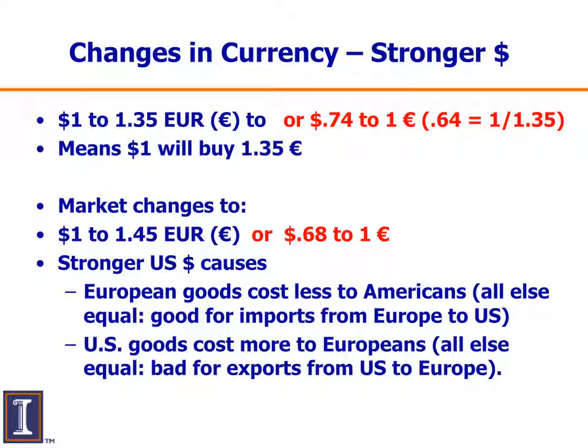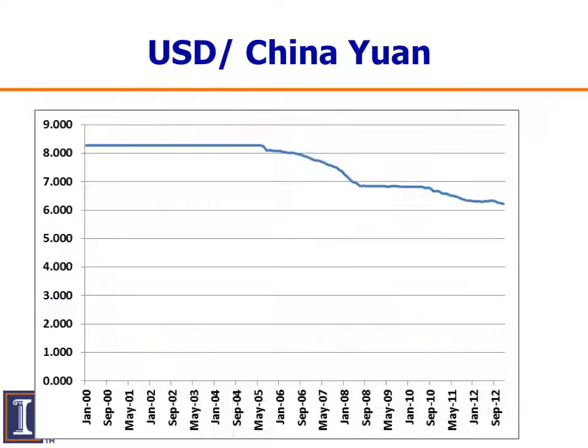So something that cost $1 to make and transport to Europe, before the currency move, cost 1.35 euros. Now it costs 1.45. Obviously, then the concern here is that if countries manipulate exchange rates to either make imports look better or worse, they're manipulating the market and not allowing free trade to operate properly.